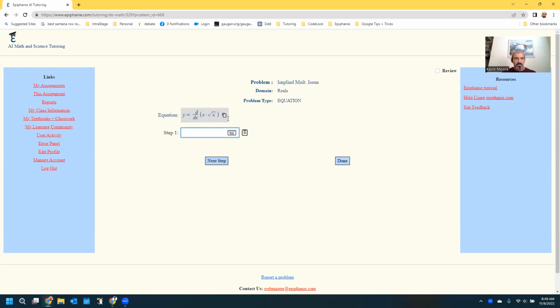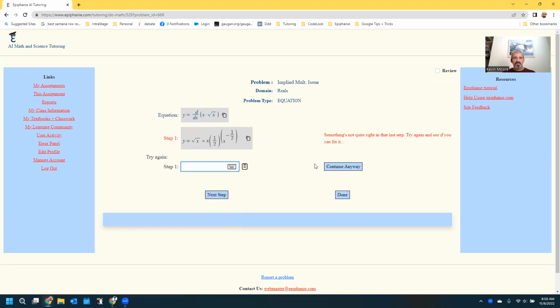So I'm going to take this, copy and paste it. Actually, I didn't need to do that. First piece is derivative of x times square root of x is square root of x. That's easy. Plus x times 1/2 times x to the negative 1/2. That's correct, right? Let's hit next step, and it doesn't recognize it.